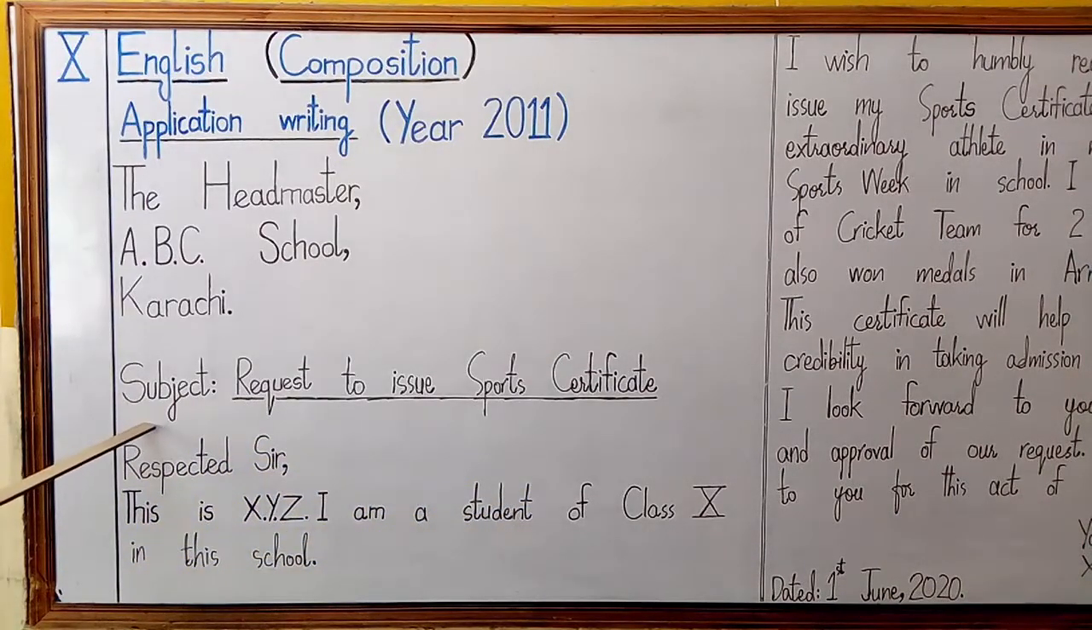And after this line is skipped, you will start the salutation. Respected sir, comma, you will change the paragraph, you will start the introductory paragraph here. This is X dot Y dot Z dot. I am a student of class matric in this school. Then you will change the paragraph and you will start the body.